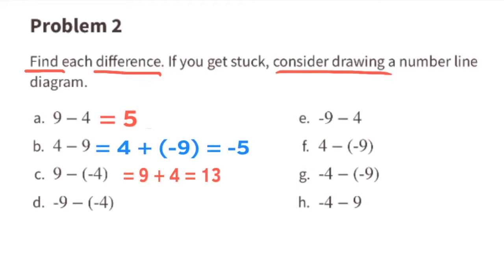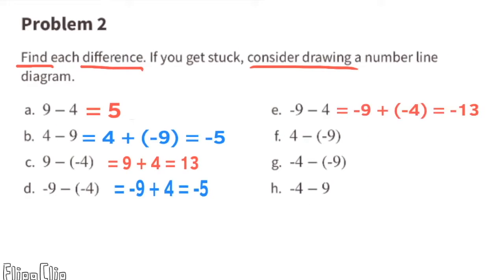D, negative 9 minus a negative 4. That's like a negative 9 and the opposite of negative 4. The opposite of negative 4 is positive 4, so we can write this as negative 9 plus 4, and that equals negative 5. E, negative 9 minus 4. That's like a negative 9 plus a negative 4 for a total of negative 13.